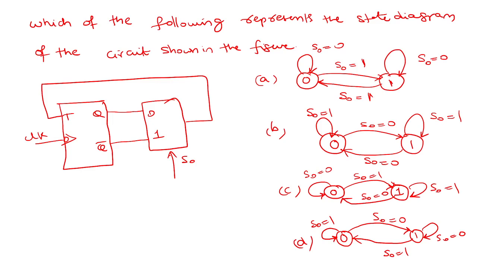Okay. We have two more problems. Let's solve them. Which of the following represents the state diagram of the circuit shown in the figure, where S naught is a select line. This is a 2 by 1 mux.